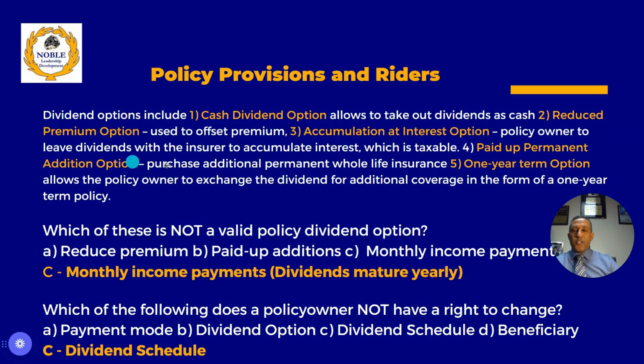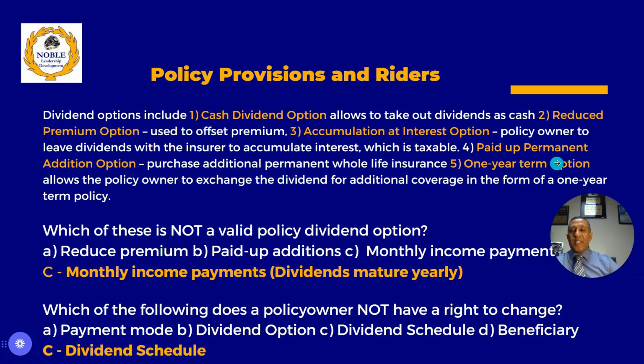The policy owner leaves dividends with the insurer to accumulate interest, which is taxable also. You need to remember, accumulation at interest is taxable. The return of premium or a dividend by itself is not taxable, but if you leave it with the insurance company, now it accumulates interest, the interest is taxable. And it's taxable the year it was received as well, right?